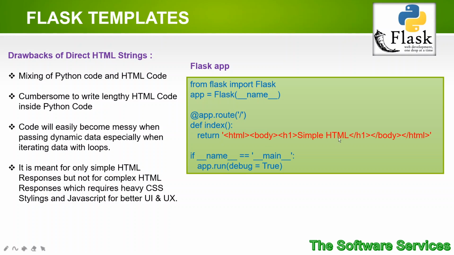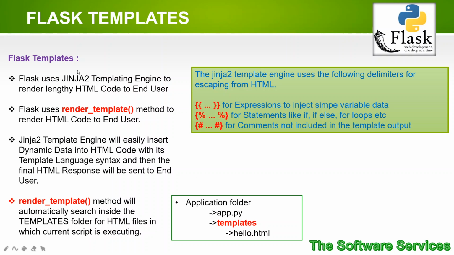Direct HTML strings are meant for rendering simple responses that span one line or two lines. But if you want to render some 200-300 lines of code, then it is not recommended to code it as a direct HTML string; you are recommended to use templates, Flask templates, right? So that is the background story of these drawbacks and why we are going for templates. Now let me discuss the Flask templates.